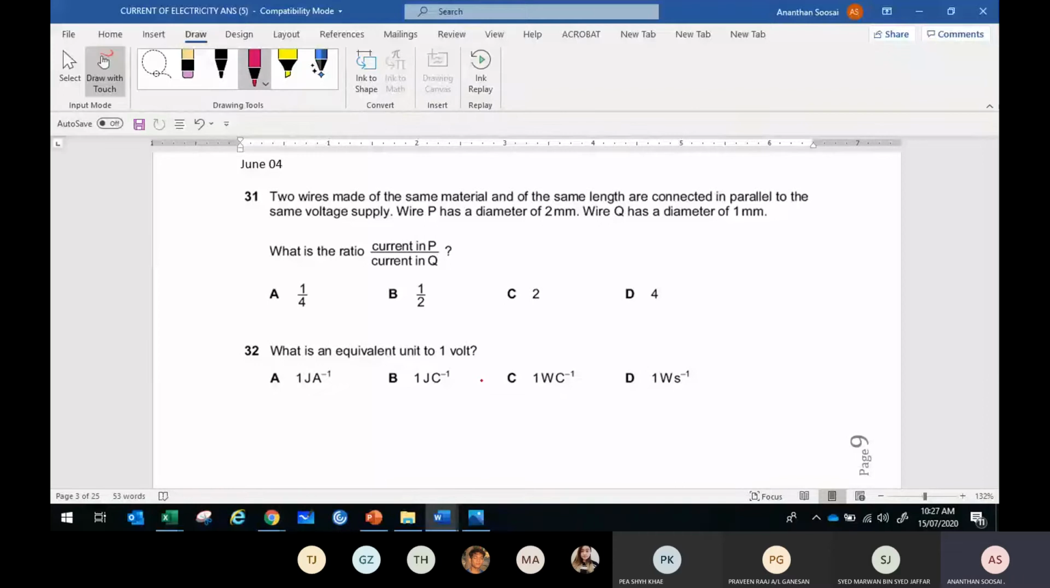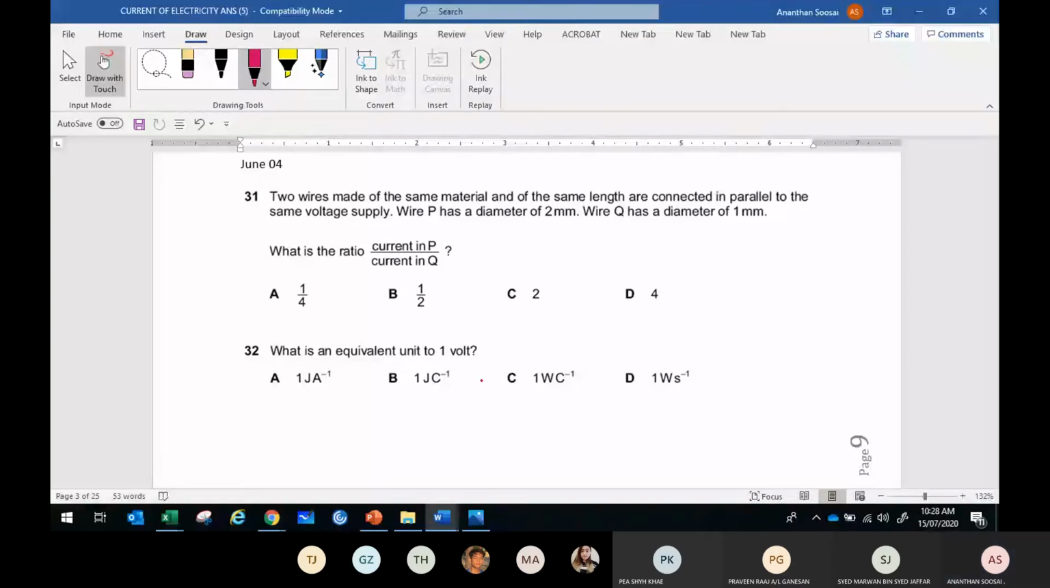Which formula to be used? Two wires made of the same material. It means the resistivity is the same, the rho is the same. And the same length, connected in parallel to the same voltage supply. Same length and they are parallel, okay? And the same voltage supply. Wire P has a diameter of 2 mm. Wire Q has a diameter of 1 mm. Wire P is thicker than Q. Diameter is a culprit. Put the diameter into area.